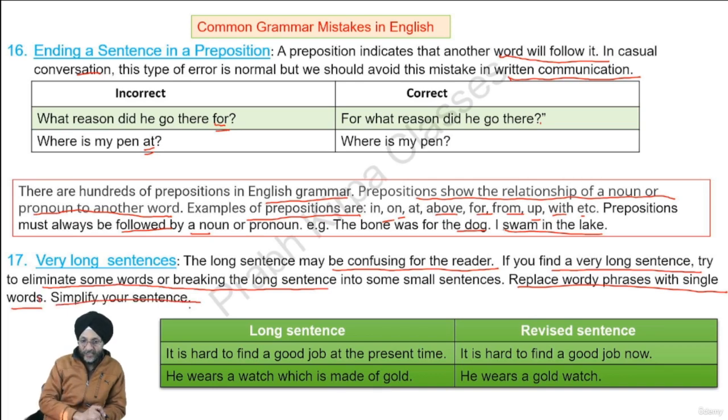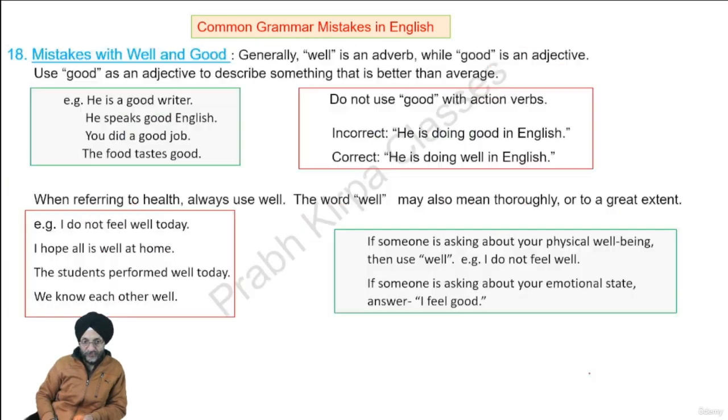Simplify your sentence. For example, it is hard to find a good job at the present time. In place of "at the present time," we can use the word "now." It is hard to find a good job now. In place of "at the present time," we have used the word "now." He wears a watch which is made of gold. The revised sentence which will be proper is: he wears a gold watch.